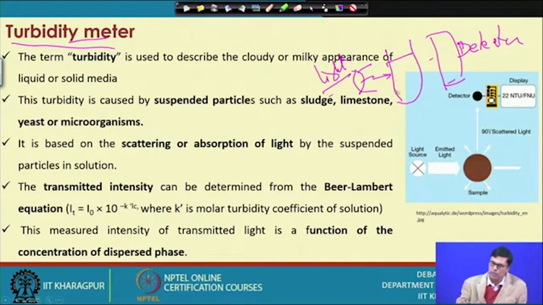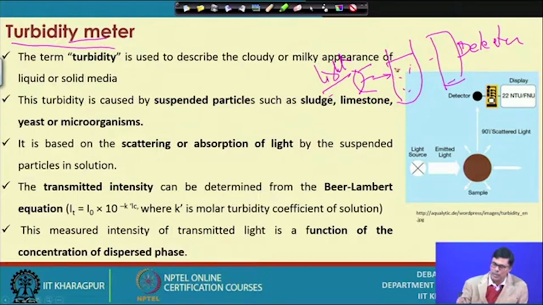and this is the light source. For a particular wavelength, through scanning we find out at what wavelength you have maximum absorption, and that wavelength we use in the case of a colorimeter. But in the case of a turbidometer, what we do is different. In the case of a colorimeter, it is due to light absorption.